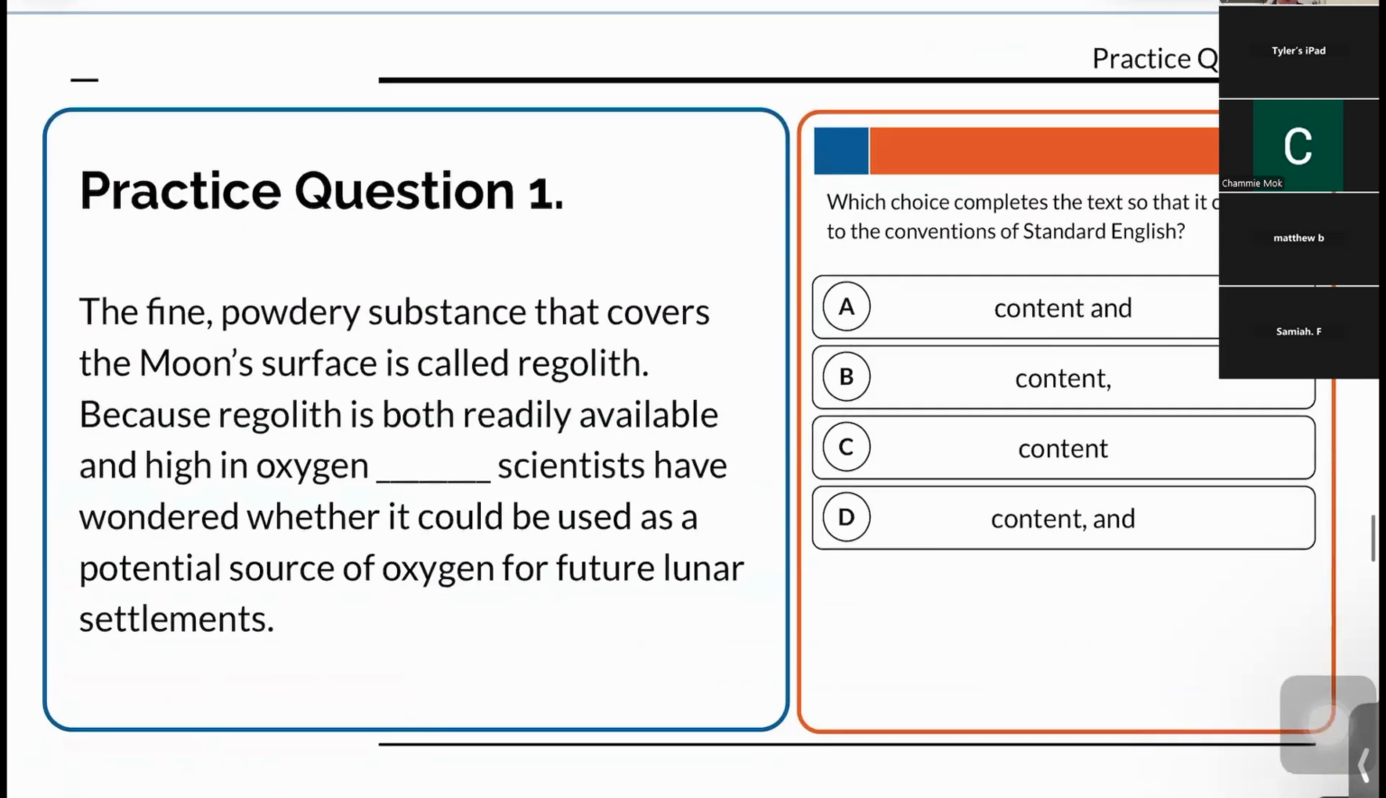So this is a way that this might get applied on the SAT. I'm going to walk through this question on my own, and then I have a few more that we can walk through together. So this passage here: The fine powdery substance that covers the moon's surface is called regolith. Because regolith is both readily available and high in oxygen, blank, scientists have wondered whether it could be used as a potential source of oxygen for future lunar settlements.